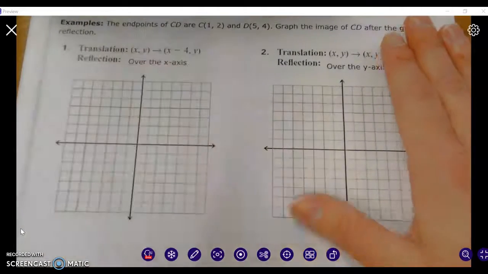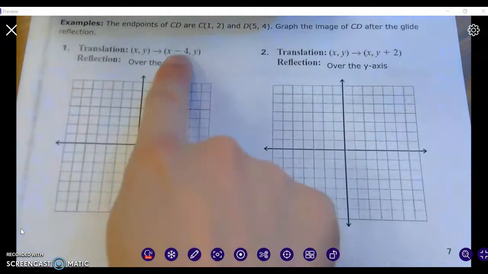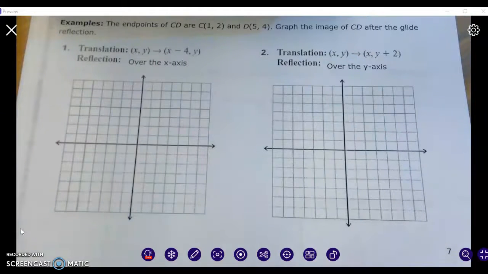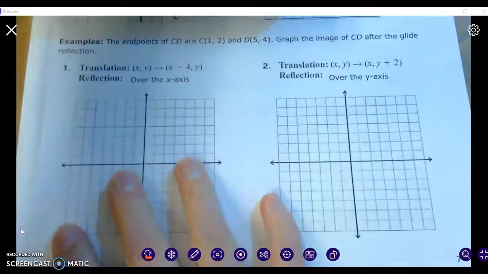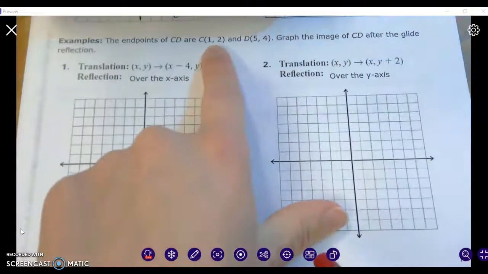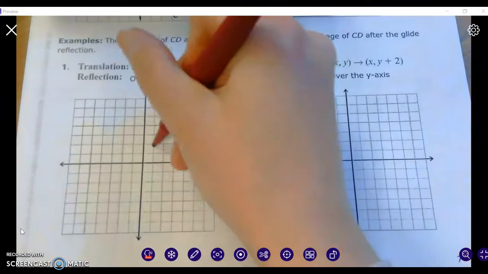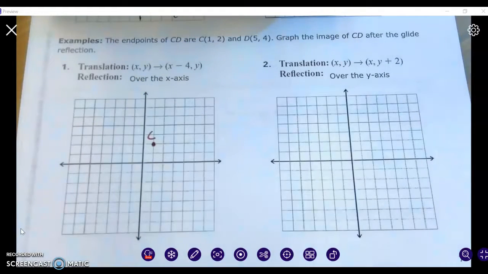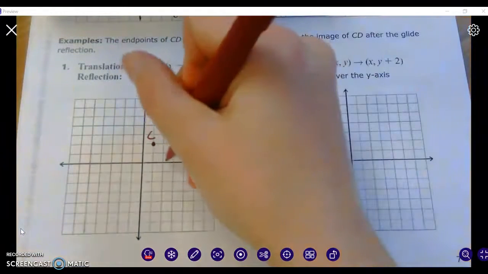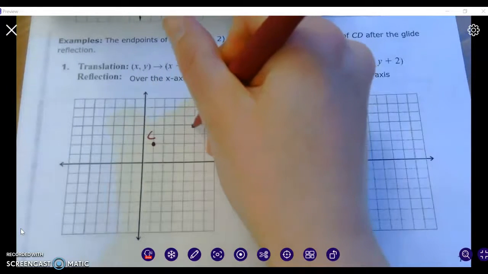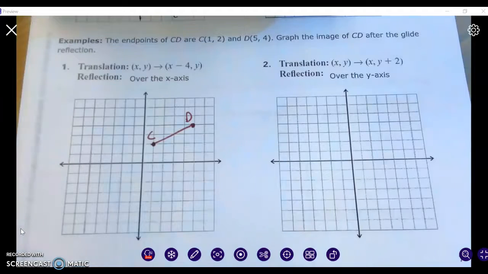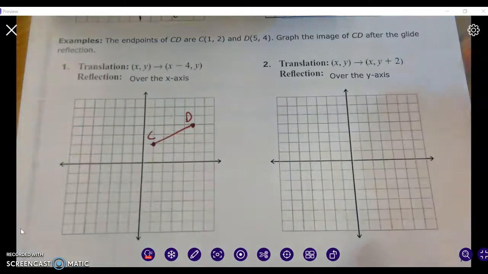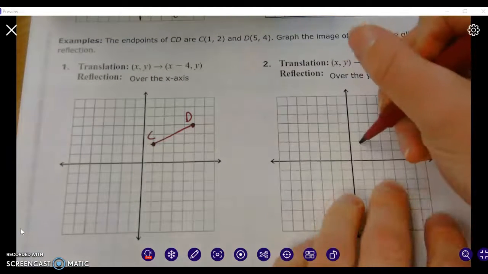All right, so this next section is the same idea. We have 2 steps, except we are performing the transformation. Before we do anything, we want to plot our original shape, which is actually just a line on this one. So go ahead and plot C at 1, 2, and D at 5, 4. So this is actually just a line. And go ahead and plot it on the other graph. We're going to use the same shape on the other one.